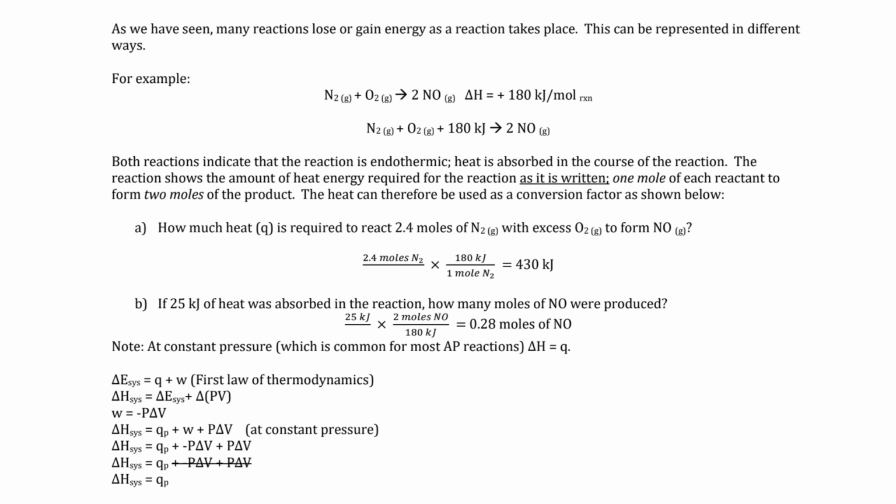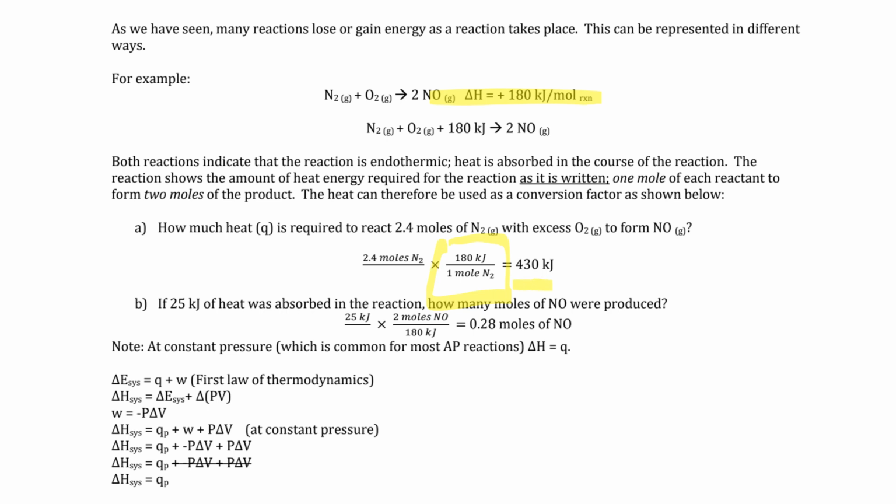For example, how much heat Q is required to react 2.4 moles of N2 with excess O2 to form NO, meaning that the only thing we're worried about is the N2, that's our limiting reactant. So we would use this right here to be able to create it as a conversion factor, convert to kilojoules.